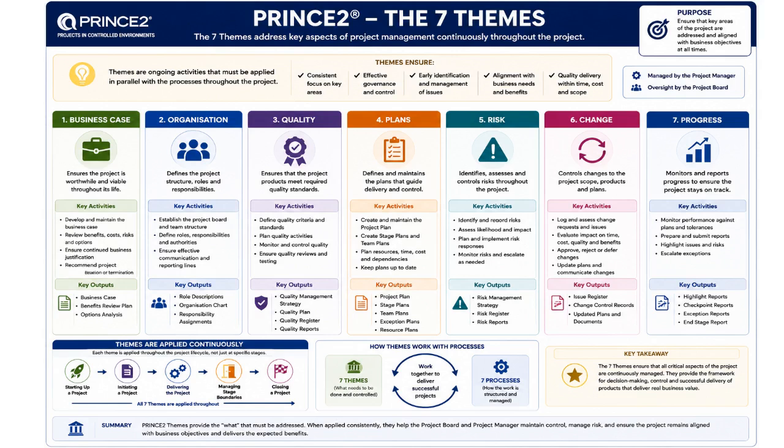Finally, the summary at the bottom captures the essence of the PRINCE2 themes very well. They define what must be managed continuously throughout the project. When applied consistently, the themes help both the project manager and the project board maintain control, manage uncertainty, and ensure the project remains aligned with organizational strategy and expected benefits. Overall, the 7 themes provide the governance backbone of PRINCE2, ensuring that projects remain controlled, transparent, accountable, and focused on delivering real business value.